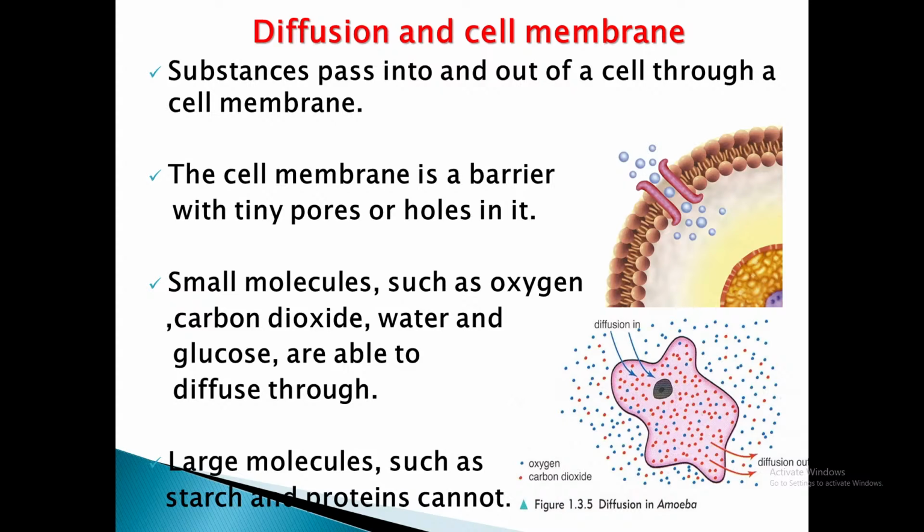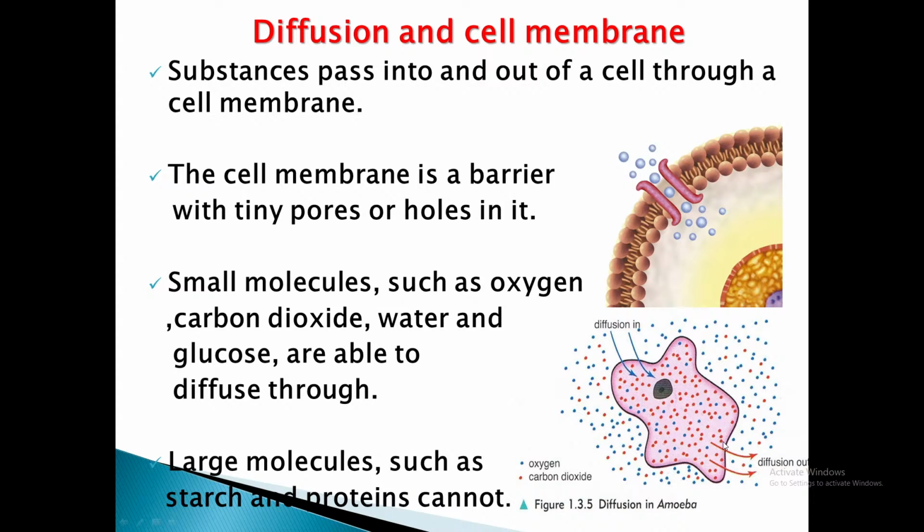Now, diffusion and the cell membrane. After looking at the definition of diffusion, we now need to look at how substances move into and out of human body cells by this process known as diffusion. On the screen we have an example of a cell. You will realize that it says diffuse in, and we also have diffuse out. Then we have the red dots and the blue dots. The blue dots represent oxygen, so oxygen is diffusing into the cell. That's where the blue arrow is showing.